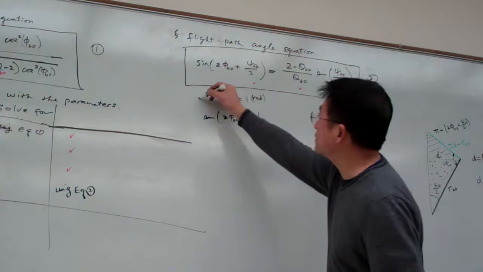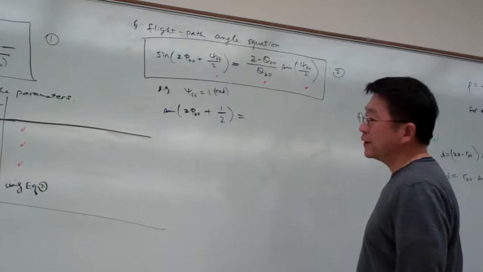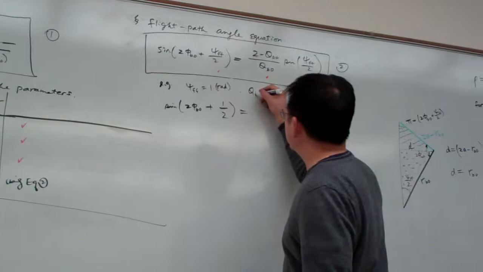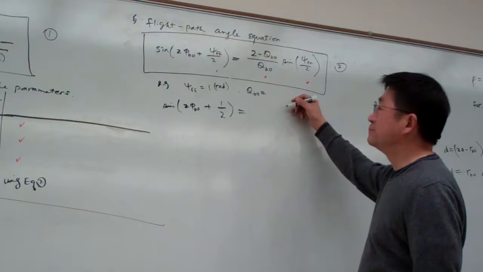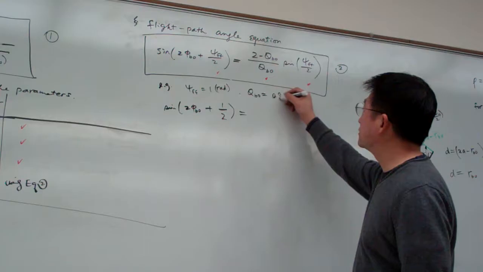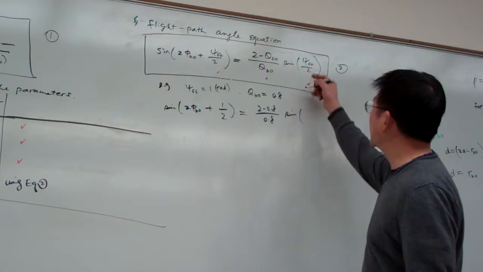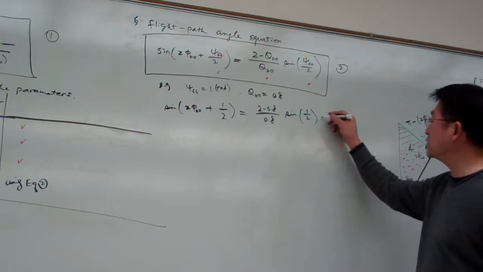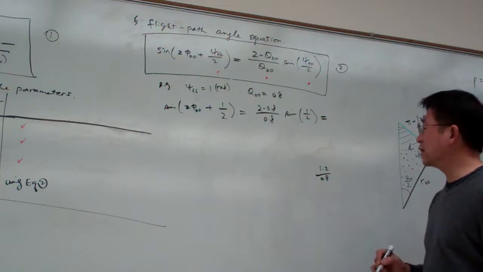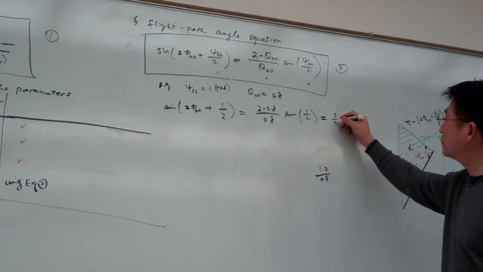And say we are given the R and V such that the QBO equals 0.8? How about that? Okay. So in this way, that is 2 minus 0.8 divided by 0.8 times sine, and this one is plugging in here. So we do this number crunching. This one basically equals 1.2 divided by 0.8, which is 3 over 2, and sine 1/2.